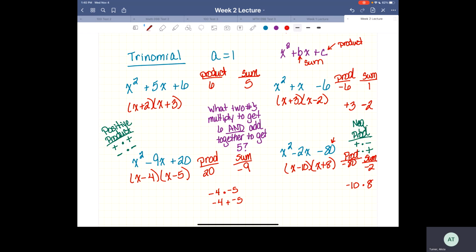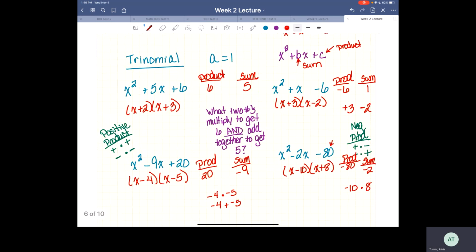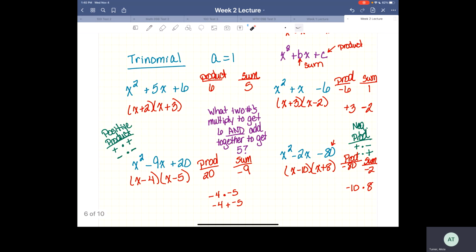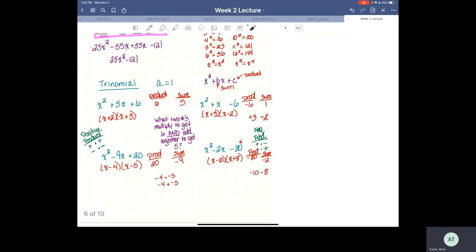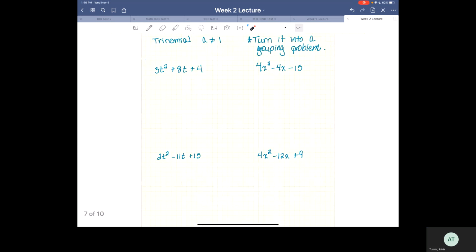Now we're going to move into factoring trinomials where I don't have a 1 right here. That's what we're looking at now. What happens when I don't have a 1 in front of the x squared? So let's look at some examples of what those look like.